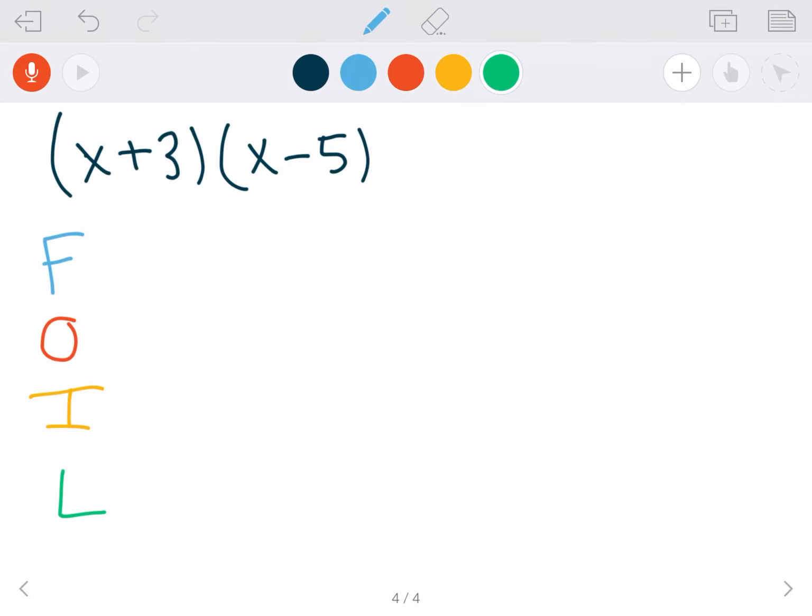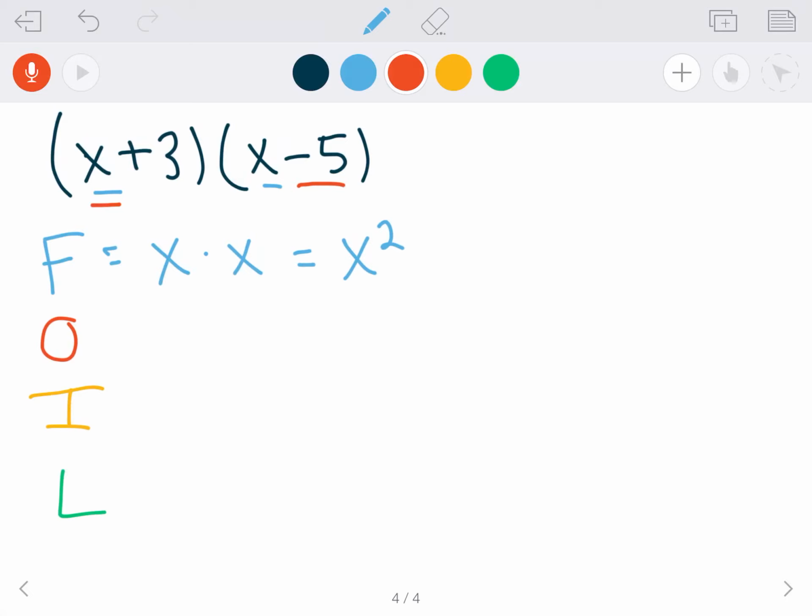So the F stands for first, and the first term in the first expression is x, and the first term in the second expression is also x. So we're going to get x times x, which is equal to x squared, or x to the second power. Moving on to O, we are looking for the outer or the outside terms in each expression. So in x plus 3, the term closest to the outside is the x, and in x minus 5, the term closest to the outside is negative 5.